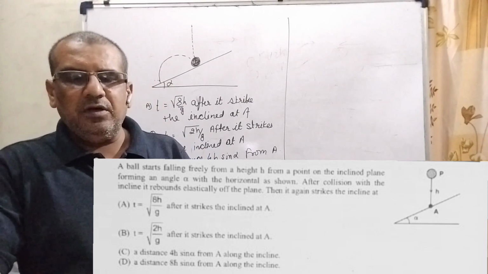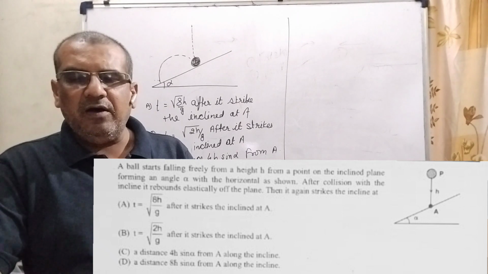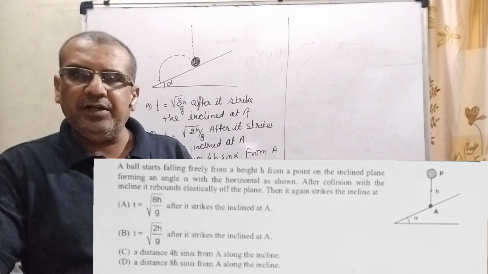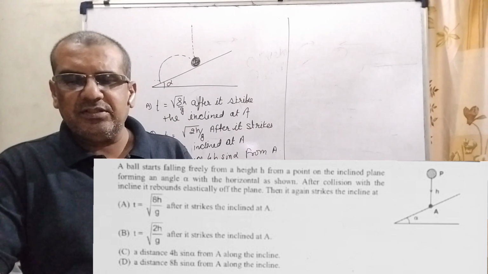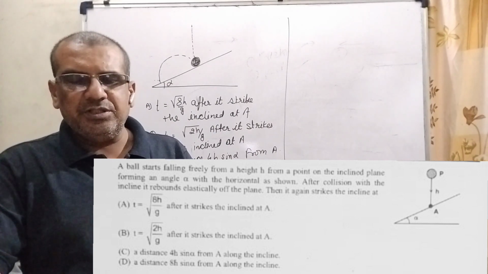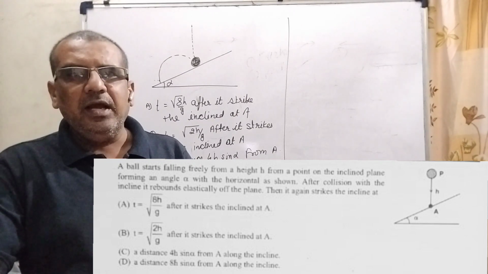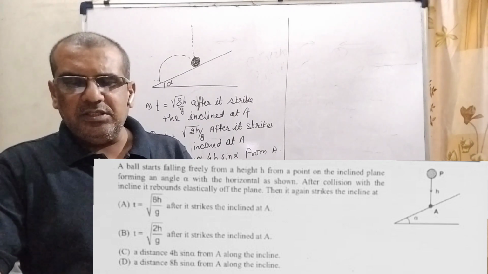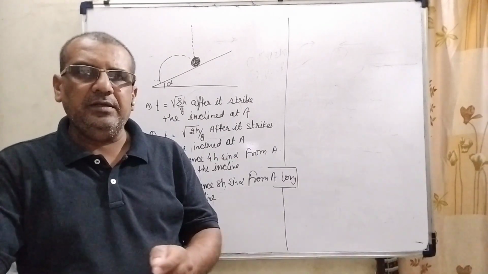First option is A, t equal to root 8h by g after it strikes the incline at A. Option B, t equal to root 2h by g after it strikes the incline at A. Option C, a distance 4h sin alpha from A along the incline. And last, option D, a distance 8h sin alpha from A along the incline.